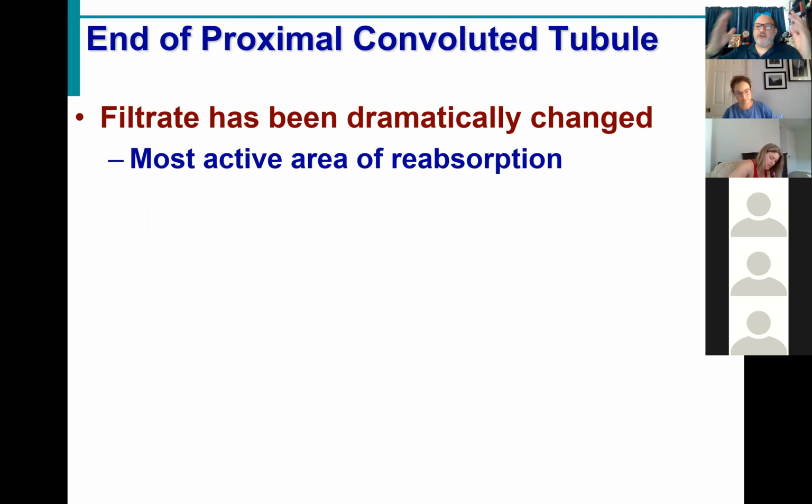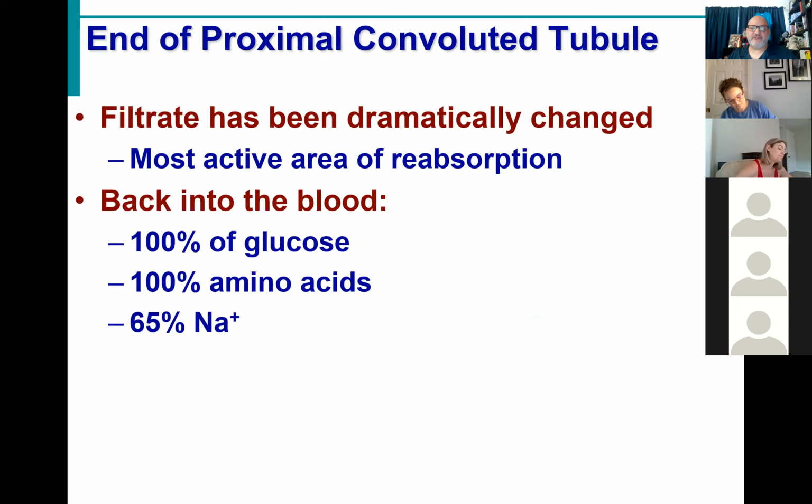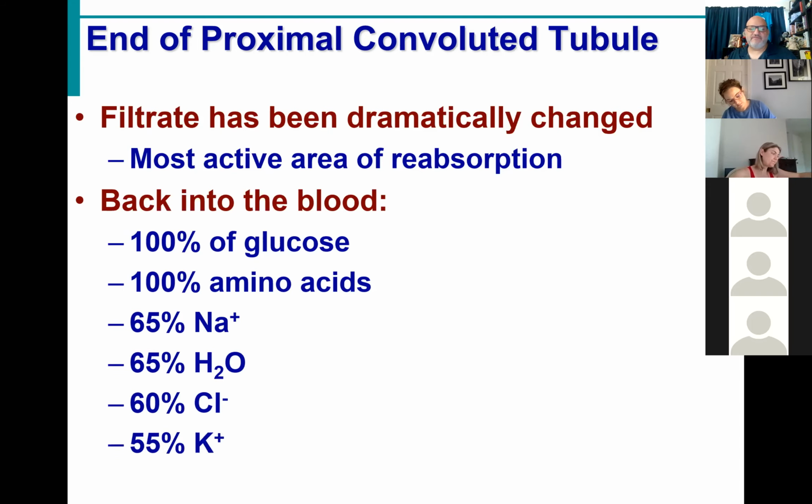All right. So not surprisingly, by the time our filtrate has reached the end of the proximal convoluted tubule, the condition of it has changed dramatically, right? 100% of the glucose, 100% of the amino acids, 65% of the sodium, 65% of the water, 60% of the chloride, 55% of the potassium. And remember, potassium reabsorption isn't as important. And so on and so forth has taken place.